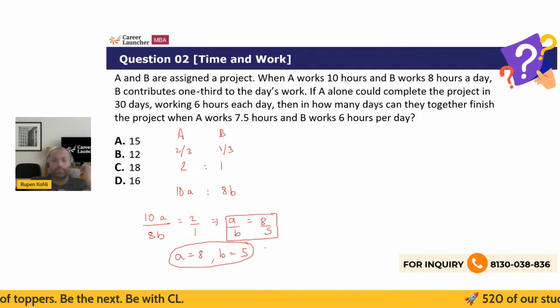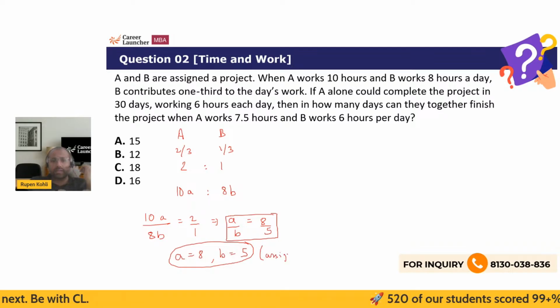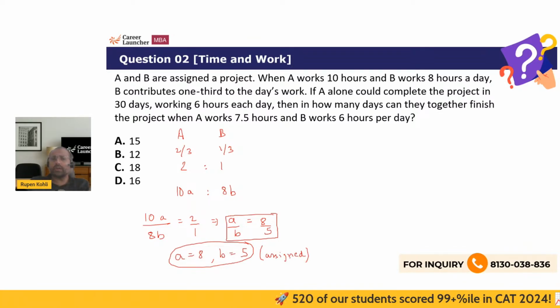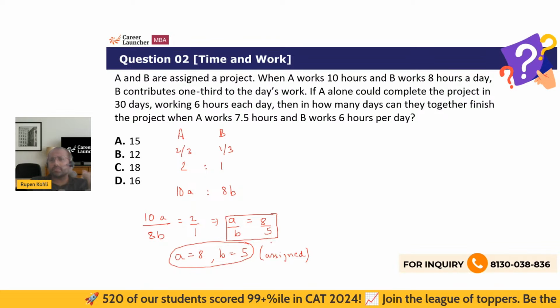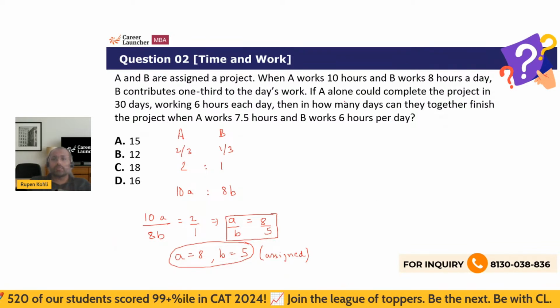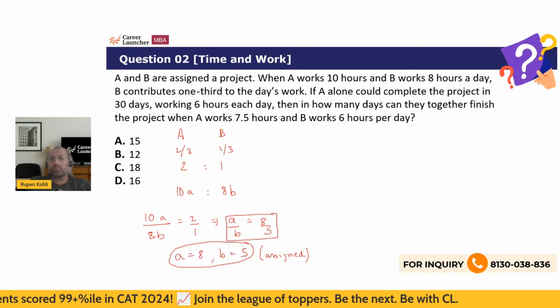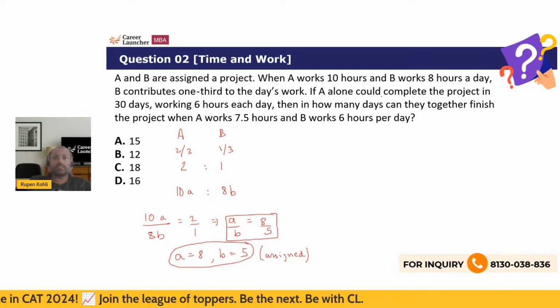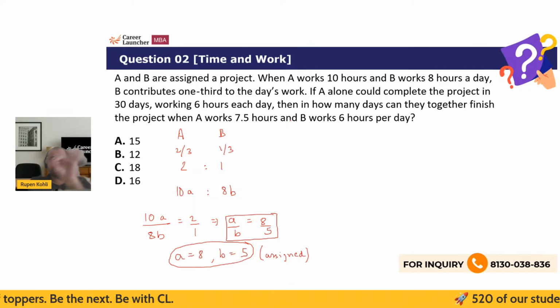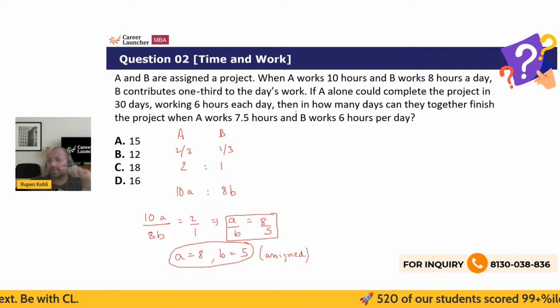So we have assigned the work rate as 8 and 5 based on the ratio. We could have done 80 and 50. We could have done 16 and 10. I'm doing 8 and 5, simplest numbers, right? Now further, if A alone could complete the project in 30 days, working 6 hours, then in how many days can they together finish, with A and B working these hours respectively.